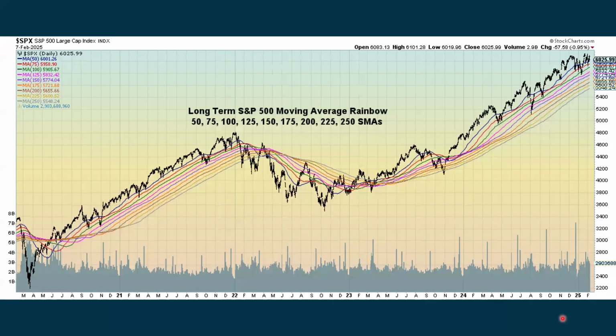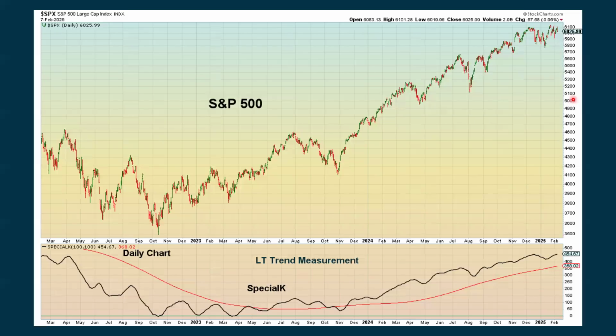Then a long-term rainbow going from 50 periods up to 250 periods. We're above all the lines. The lines are still going up. The long-term trend is still positive. Then another long-term oscillator is called the Special K. This is a daily chart. I also show a weekly chart. We're positive on the weekly chart and we're positive here on the daily chart. Since we don't see many signals with this chart, I don't show it in the daily videos.